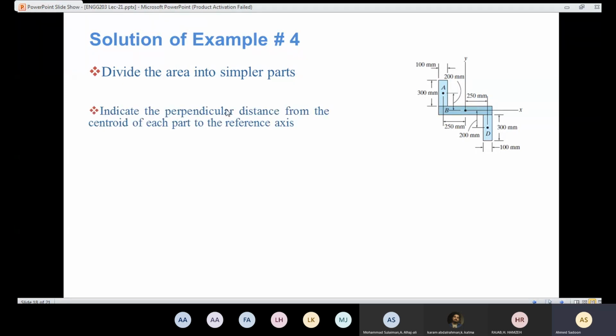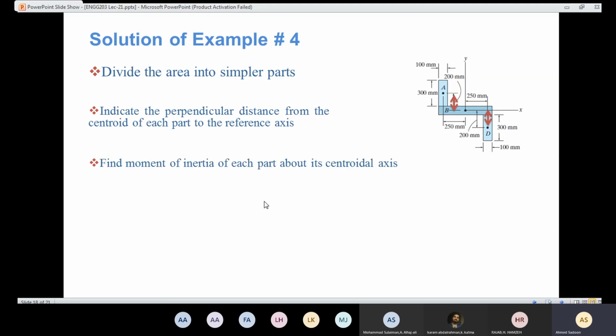Then we need to indicate the perpendicular distance from the centroid of each part to the reference axis. So the reference axis this time is here, for x, and for y is there. So if it comes to x, regarding rectangle B, the distance is going to be 0, because the centroidal axis of part B is the same as the centroidal axis for the composite part. Regarding A, it is going to be 200 millimeter. Regarding D, it is also going to be 200 millimeter from here and from there.